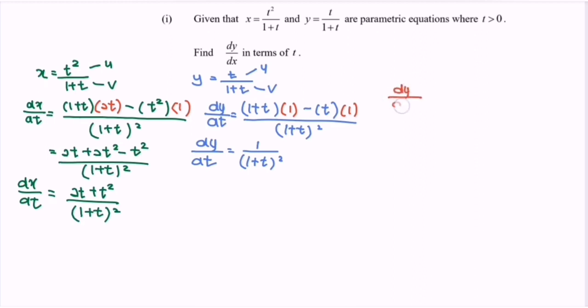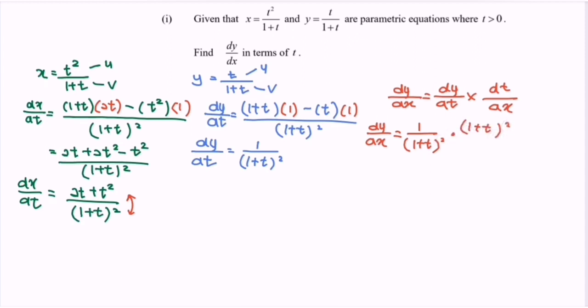In order to find dy/dx, the formula will be dy/dt multiplied with dt/dx, where we have to flip this part. So dy/dx is equal to 1 over (1 plus t) squared multiplied with (1 plus t) squared over 2t plus t squared. Kindly simplify the situation. So dy/dx is equal to 1 over 2t plus t squared.